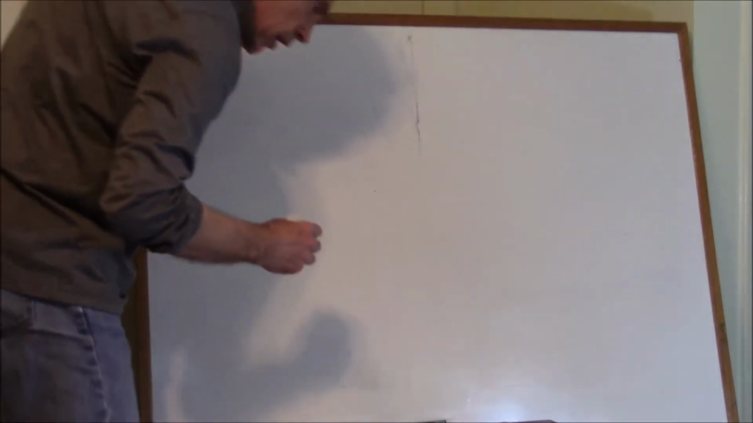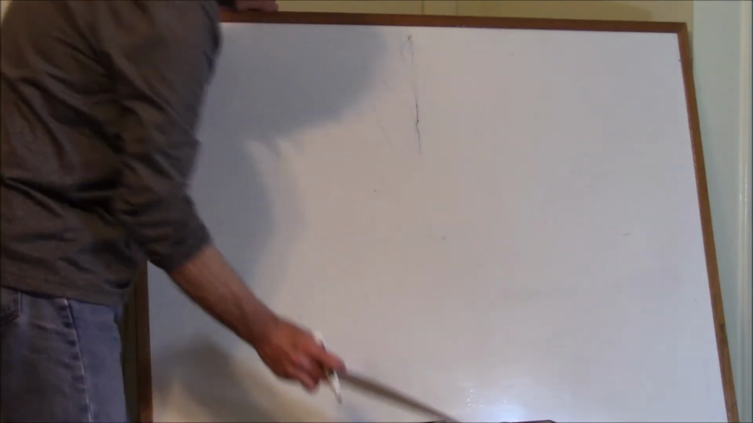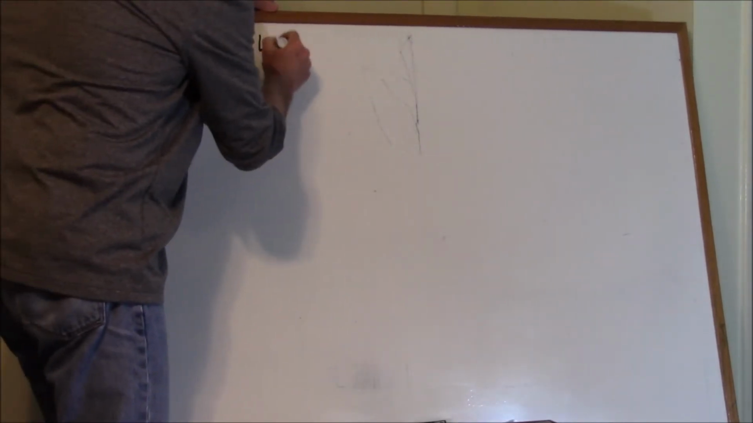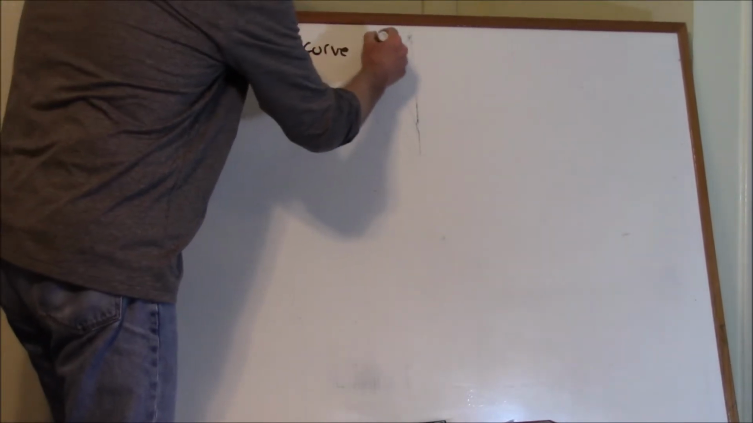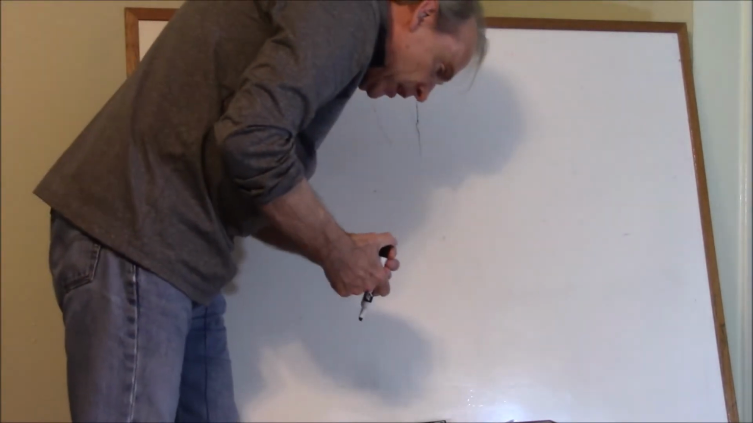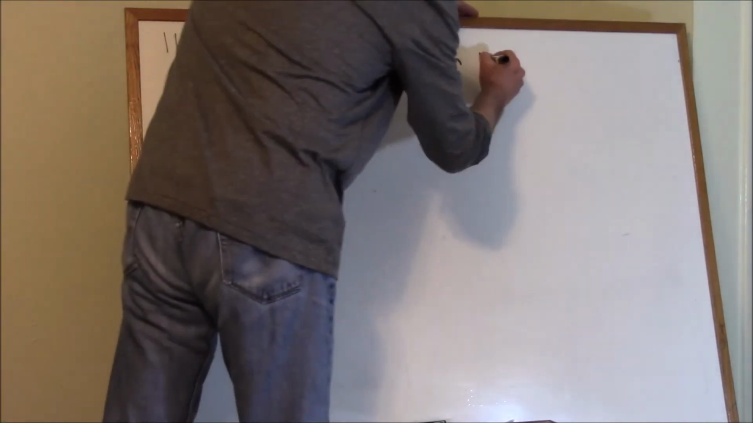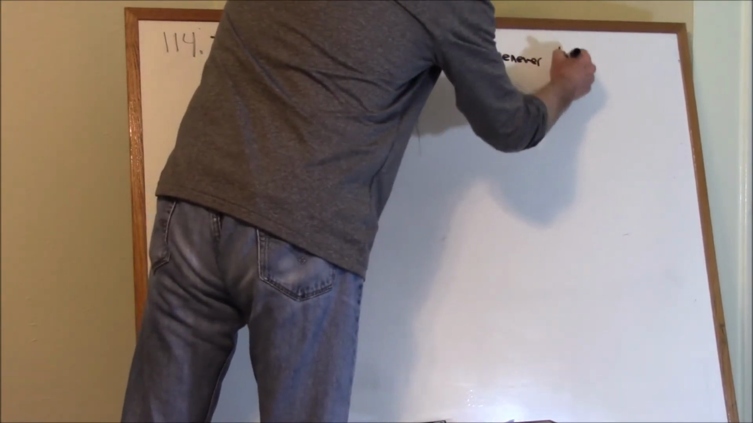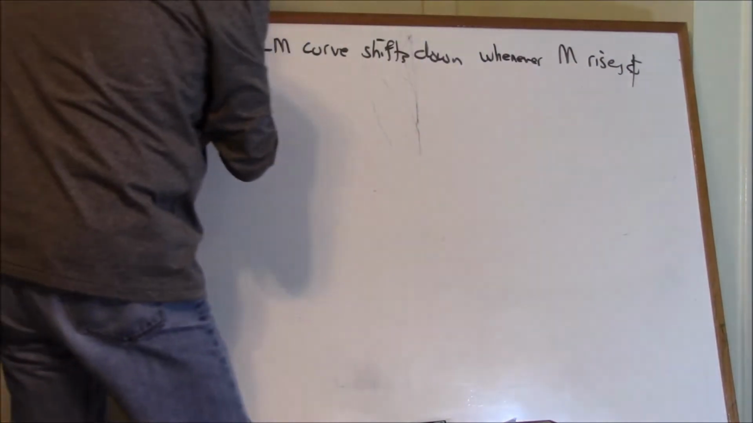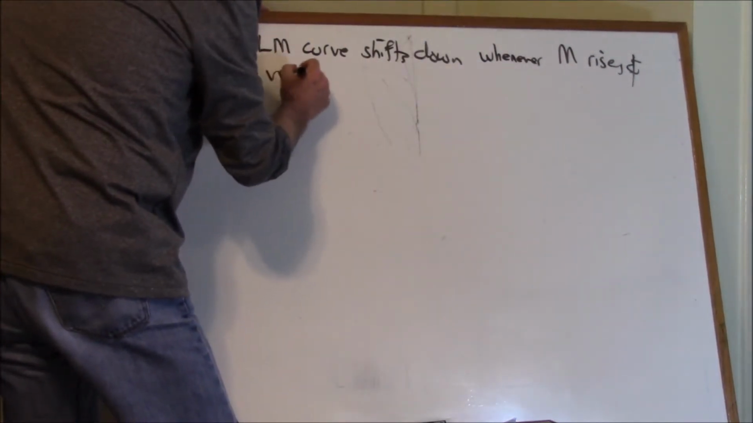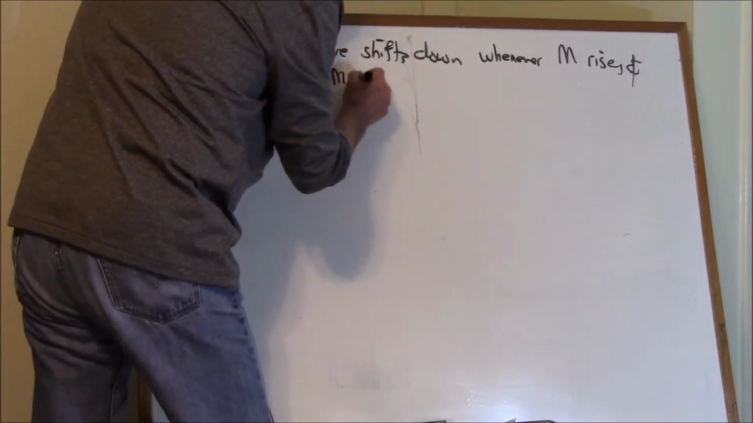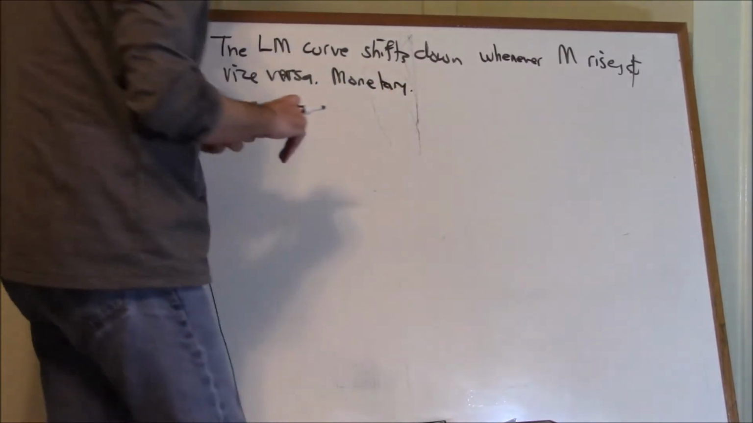The LM curve shifts. I wrote here, shifts to the down. Okay, the LM curve shifts down, not shifts to the down. Whenever M rises, and vice versa. Period. Monetary. All right, so that's the entire answer.